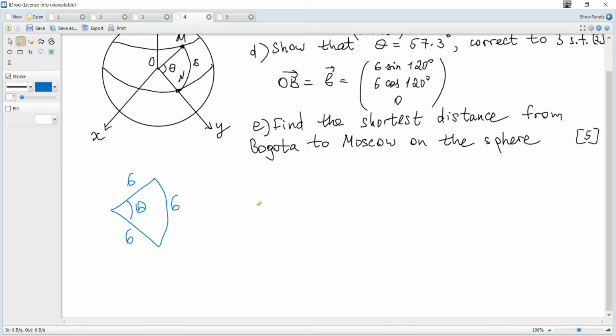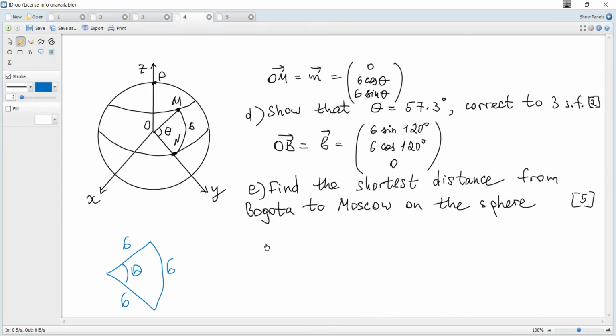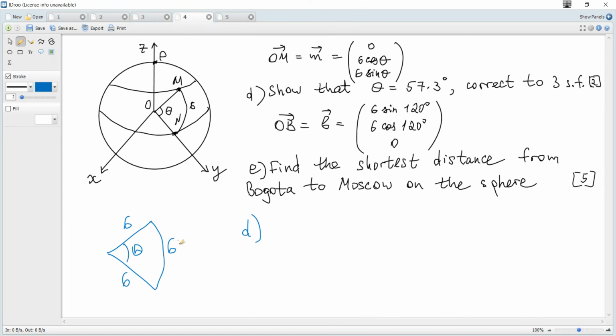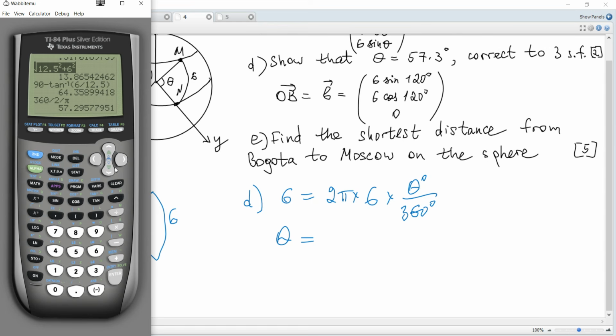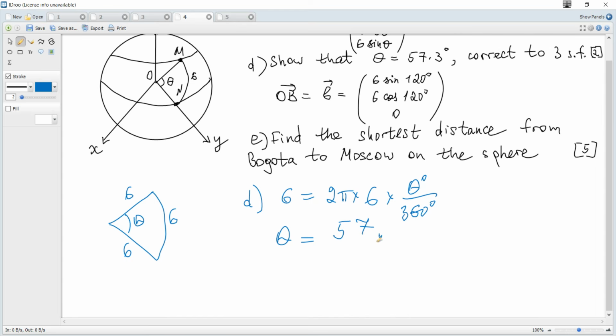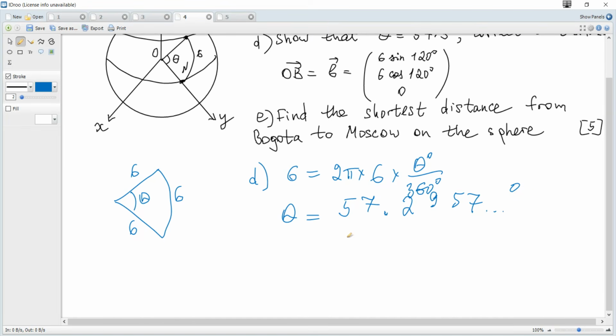So, using the formula for the length of an arc, this length of arc 6 is equal to the circumference 2 pi r, which is 2 pi times 1000, times our angle in degrees divided by 360. The 6 cancels, and theta is 360 over 2 pi, to be in degrees, and it's 57.2957 and so on degrees. Which is 57.3 degrees to three significant figures.